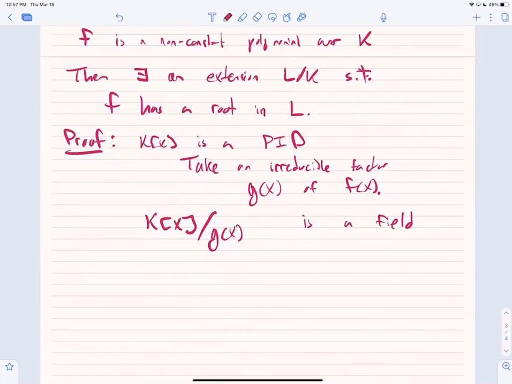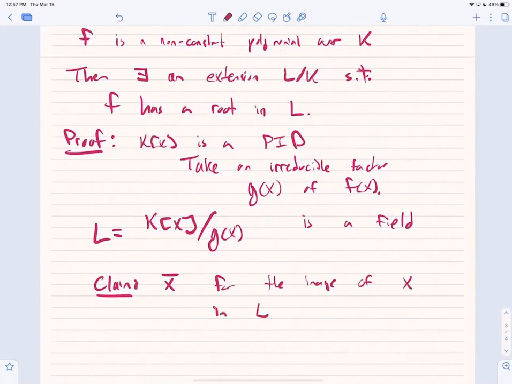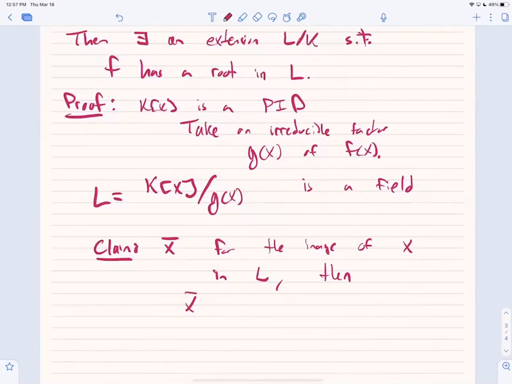And so the claim, let me call this L. If I write x bar for the image of x in L, then x bar is a root of F. So in this, F of x was a priori a polynomial with coefficients in K, but I can also think of it as a polynomial with coefficients in L. This is one of those places where you can get yourself really confused. So let me use the variable y for defining L.